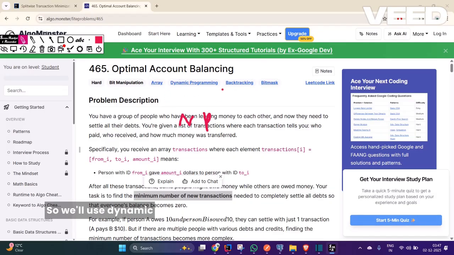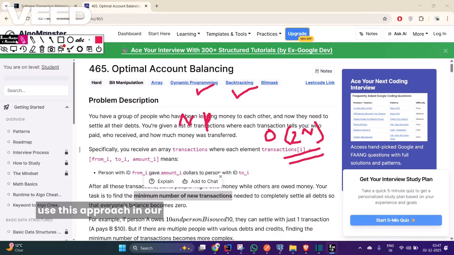So we'll use dynamic programming and backtracking to approach this problem. I mean, we can solve it with only backtracking as well, but DP helps us optimize the runtime. In this scenario, the complexity comes out to be O(2^n). This is an exponential time complexity. So we just can't use this approach in our solution, right?